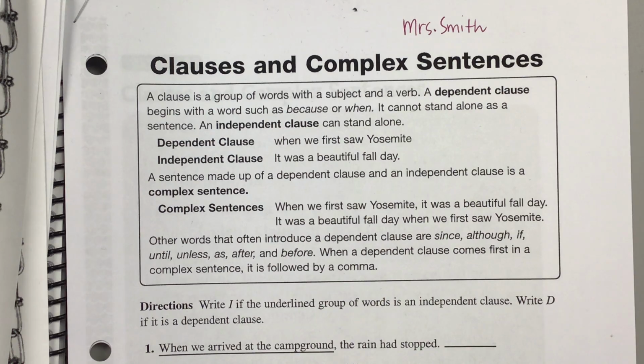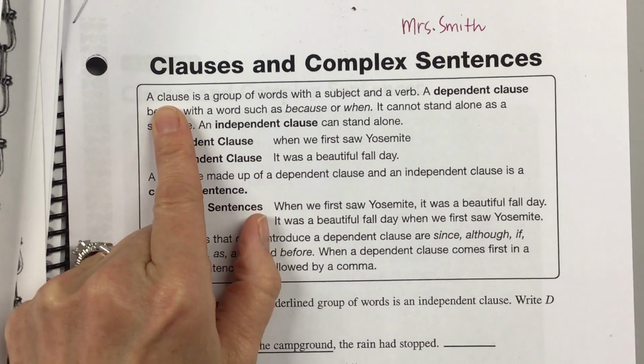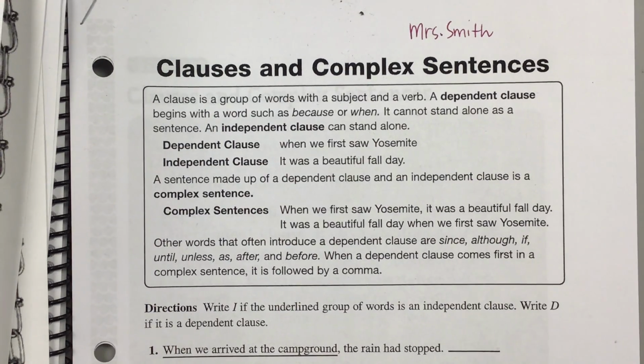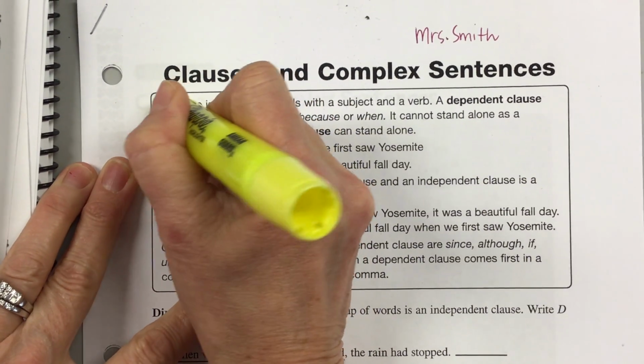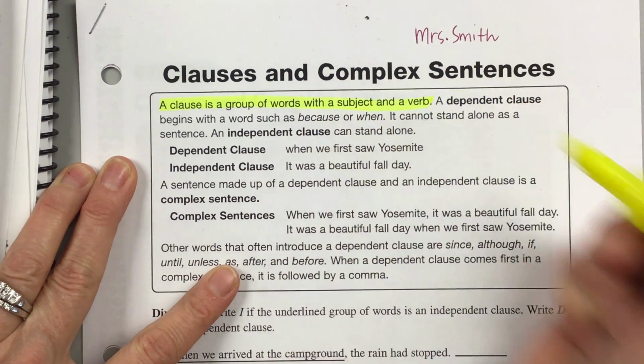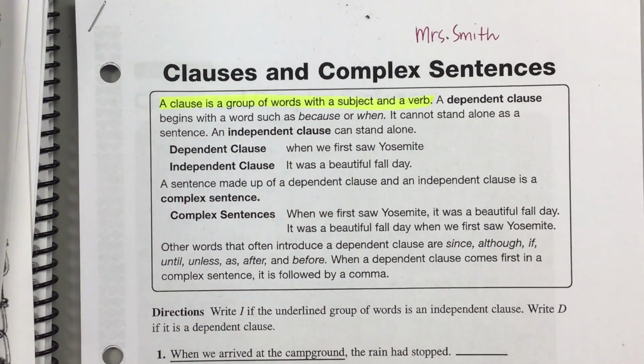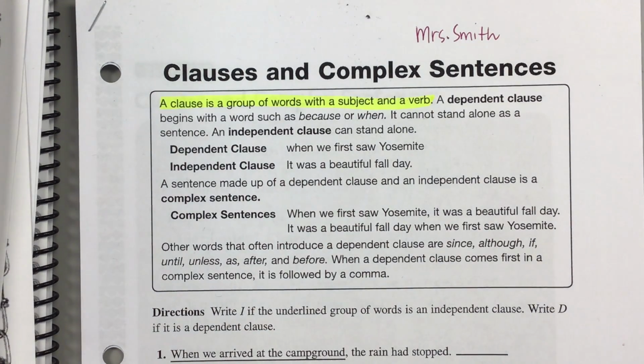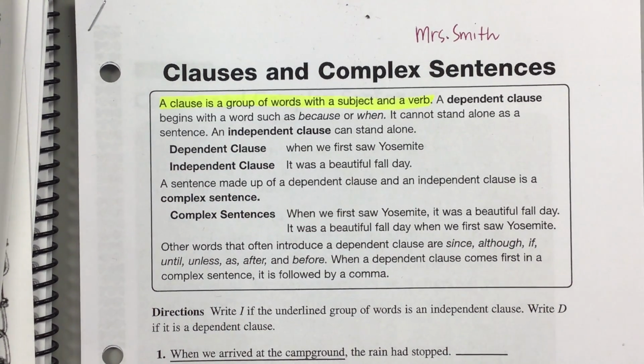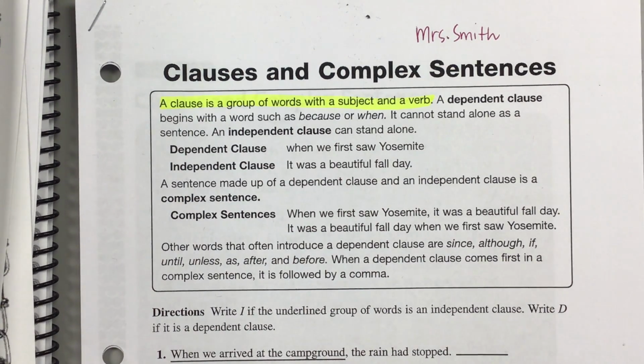Okay, so a clause is a group of words with a subject and a verb. I need us to highlight that, and I want to talk for a minute about the difference between a clause and a sentence, because a sentence also has a subject and a verb, right? Okay, so what could be the difference between a clause and a sentence? Does anyone have a thought about that? Yes, Gemma. A clause could be a phrase, and a sentence has a period and a capital letter.